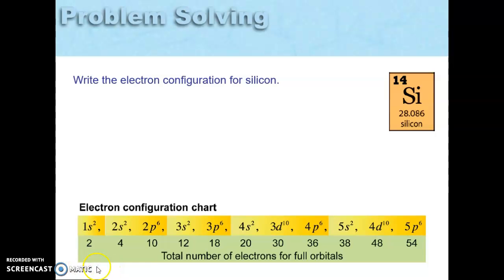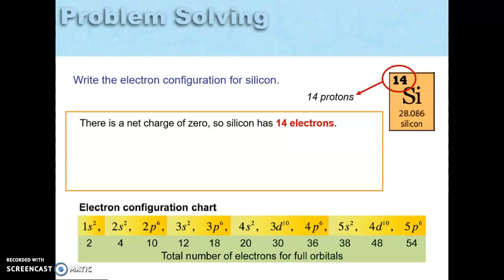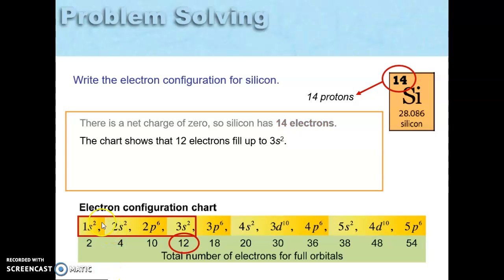All right, so looking at our electron configuration for silicon. So we know that there are 14 protons in silicon, and we know that since it's a neutral atom, there are going to be 14 electrons. So if you have our electron configuration chart, it's just the diamond rule written out in a line. So 1s2, 2s2, 2p6, 3s2. So we've got 2 there, and then 2 more is 4, and then 6 more is 10, and then 2 more is 12.